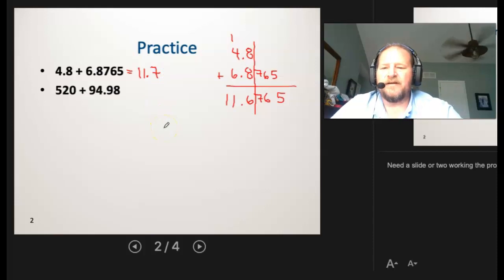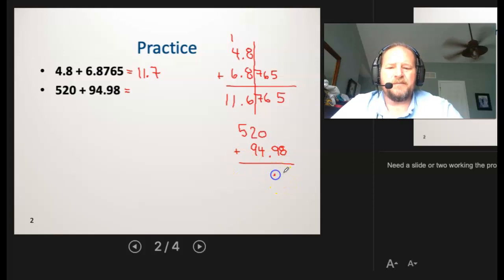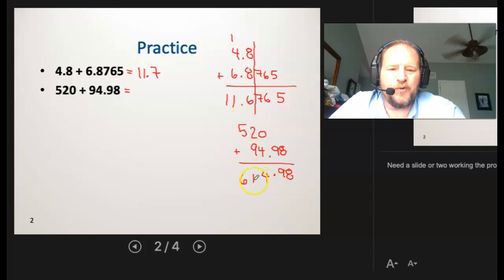All right. How about 520 plus 94.98? Here we're going to take the 520. We're going to line up those decimals, and even if there's not a decimal there, it's understood to be after the 0. And then 98, so that's going to be 0.98. 4, 9 and 2 is 1, carry that. That's going to be 614.98.